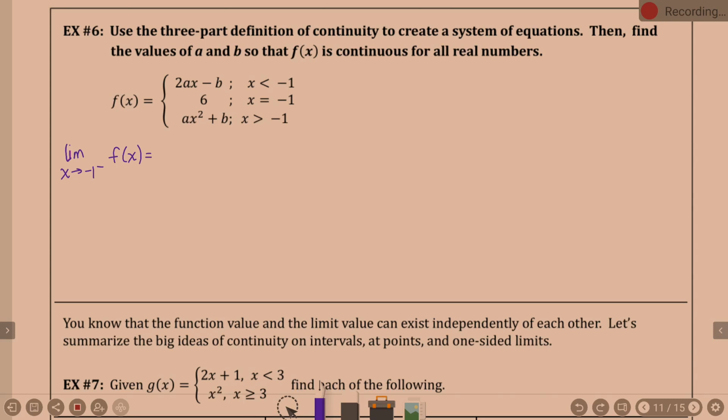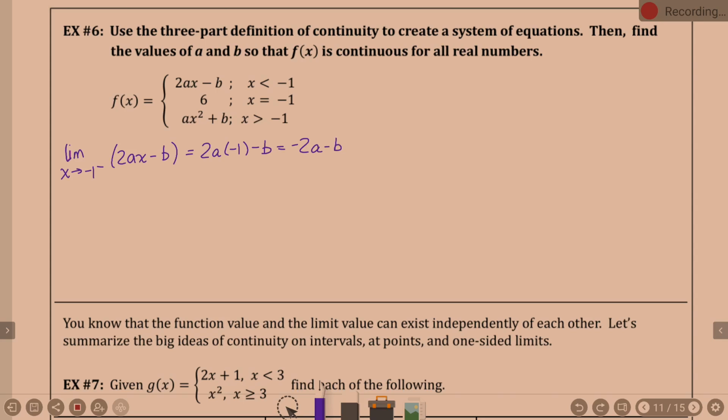And actually, you know what? I'm going to replace f of x with 2ax minus b. When we plug that -1 in, what are we getting? Yeah, 2a times -1 minus b. So it is -2a minus b, correct?